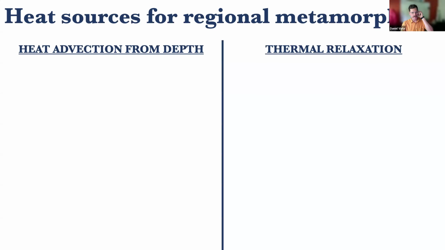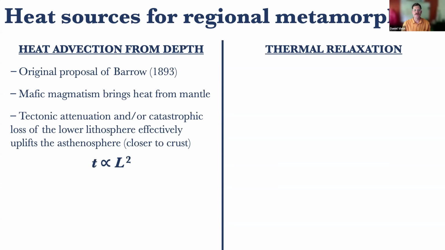So on the left, we have heat advection from depth. And so this was the original proposal of Barrow to explain the metamorphism that he mapped and described in 1893. And so in this case, there can be different mechanisms, but mafic magmatism can transport heat from the mantle where those mafic magmas are produced into the middle crust and provide some heat for orogenic regional metamorphism. Barrow himself stated that he did not see a difference between contact metamorphism and regional metamorphism in his sequence. And so this would be effectively transport of heat into the middle crust via magmatism.